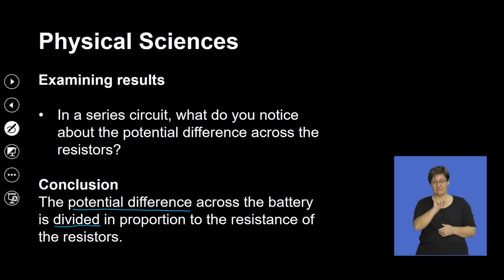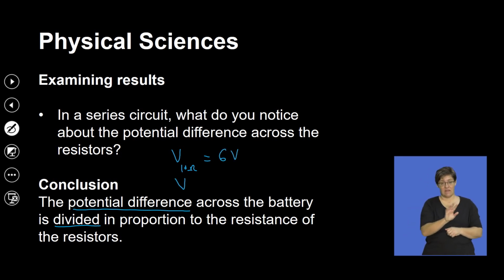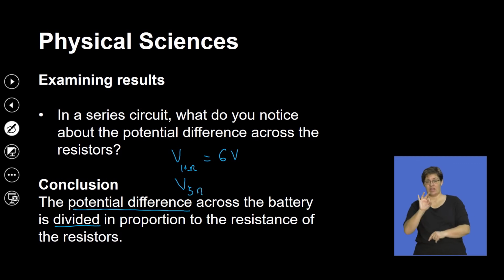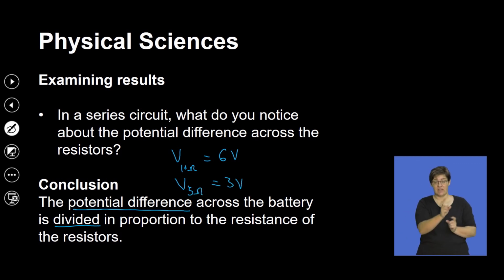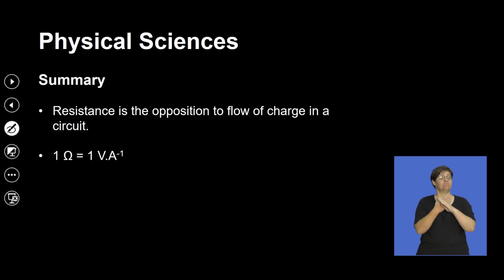You'd realize that V across the 10 ohm resistor is 6 volts, and V across the 5 ohm resistor is 3 volts. So if you say V across R1 plus V across R2, you actually get your V total, which is your terminal potential difference. Resistance is the opposition to flow. This is what we know, and an ohm is a volt per ampere. This comes from R equals V over I.